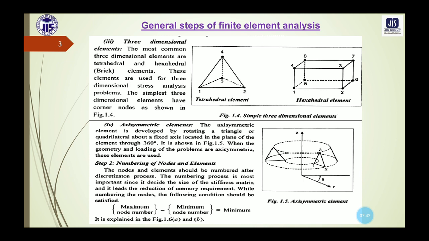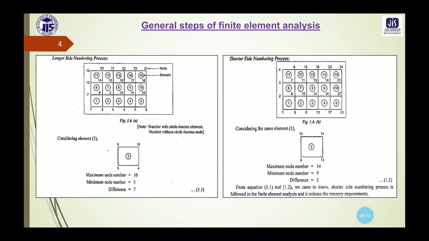Now while numbering the nodes, the following condition should be satisfied. What is that condition? The condition is actually the maximum node number minus minimum node number equals minimum. So this condition we need to remember, and while numbering the nodes, this condition should be satisfied, which is maximum node number minus minimum node number equals minimum. So let us discuss this condition with an example.